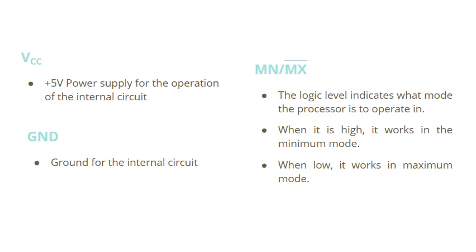Next we have the MN bar MX bar signal, which is the logic level that indicates what mode the processor is supposed to operate in. When the signal is high, it works in the minimum mode, that is the processor is to work in a minimum mode or a single processor mode. And when it is low, the processor is to work in a maximum mode or a multiprocessor mode.